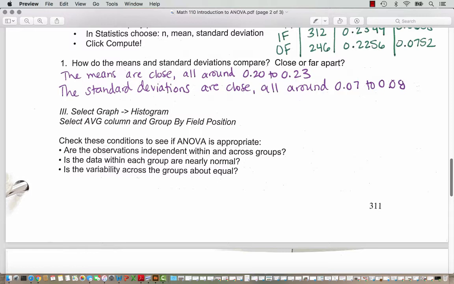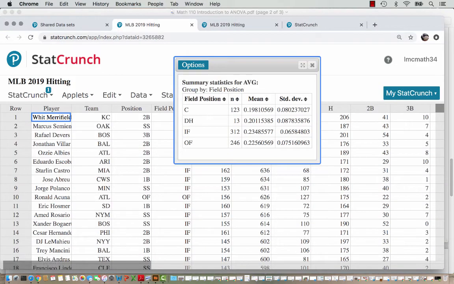So we are going to assume that there's not a dependence between position and the batting average, that players aren't selected for a given position because of how they bat. So we're going to assume things are independent. We know there's no overlap in the data set because each player is only assigned to one field position. So let's go check to see if the data is nearly normal and if the variability is about equal.